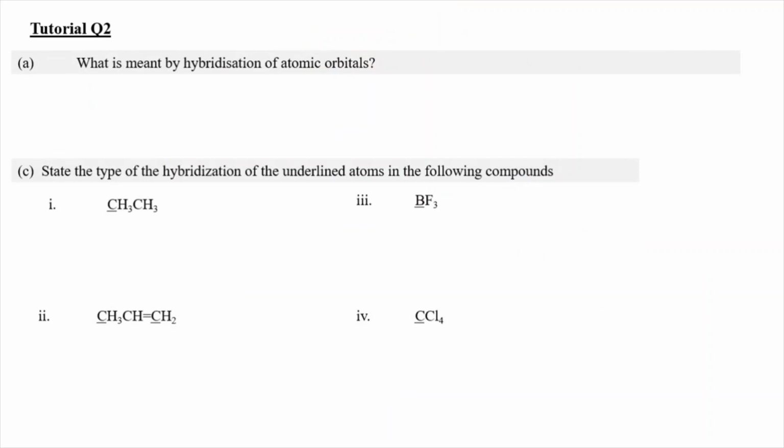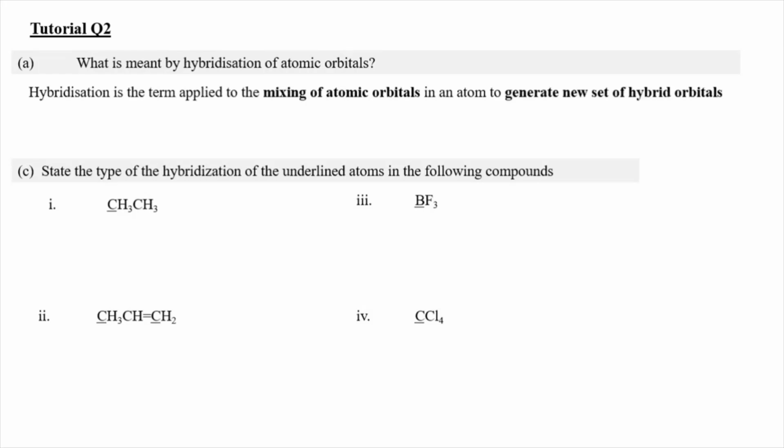Now for question number 2, what is meant by the term hybridization of atomic orbital? So hybridization is the term applied for us to mix the atomic orbital in order to generate a new set of hybrid orbital. And by understanding this, we can use the electron pair in order to determine the type of hybridization.